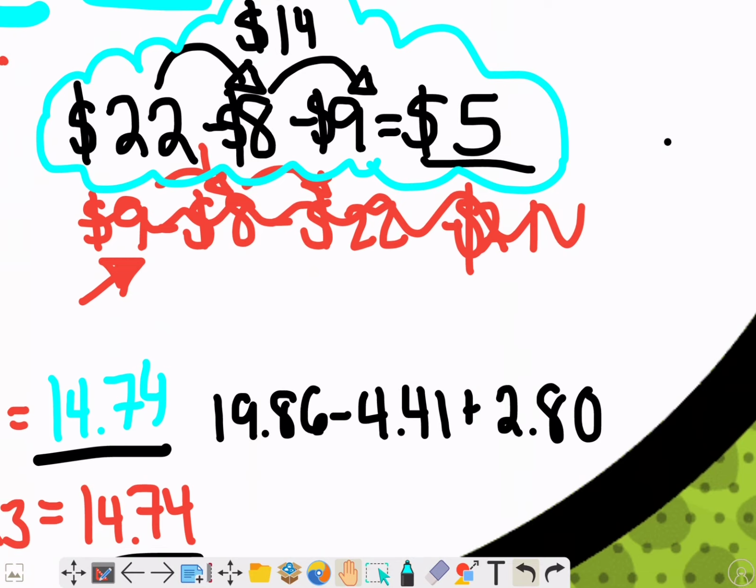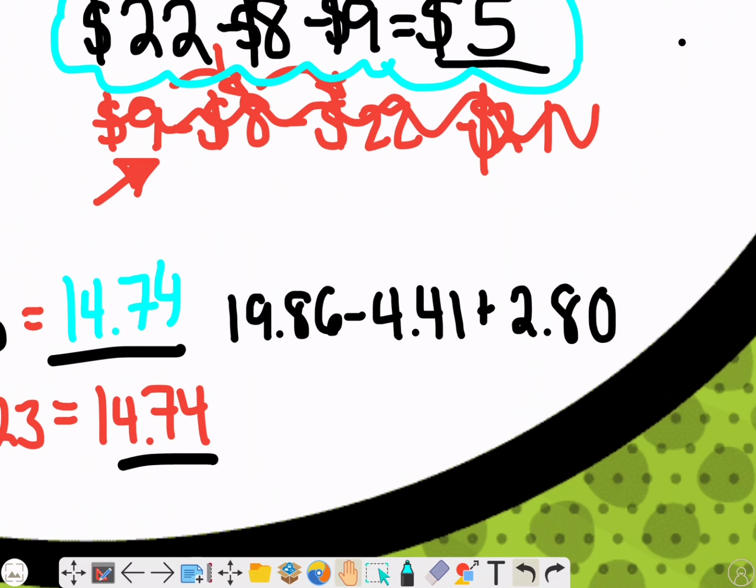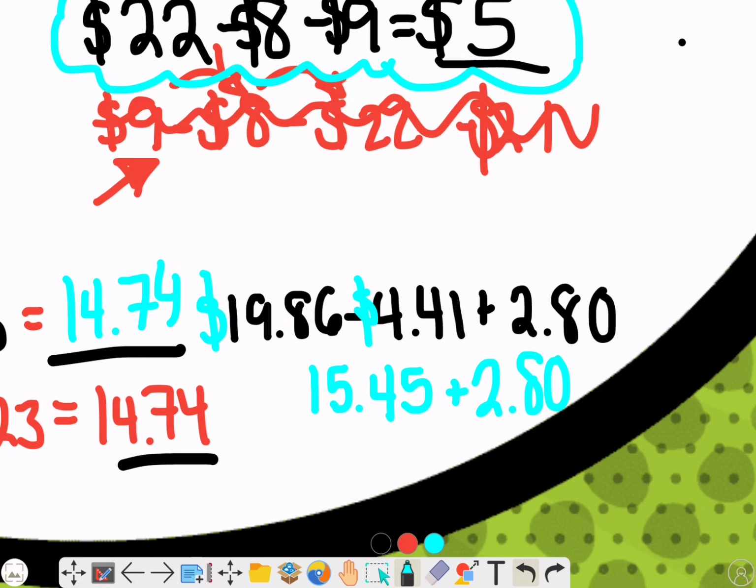It works the same way with decimals. Let's say that I have $19.86. I walk into the store. I find something that's $4.41. That means that I have $15 and how much is that? $15.45 left. And then I find $2.80 on the ground. How much will that end up equaling?